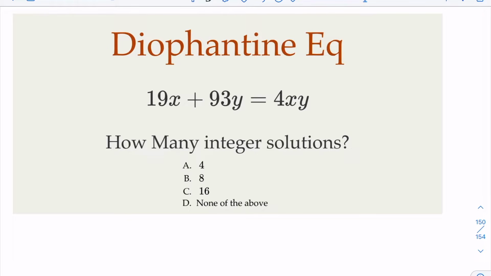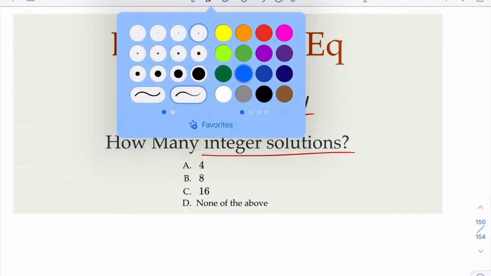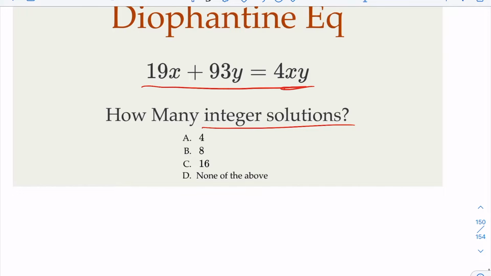We have an equation of two variables here, of order 2, and we try to find how many integer solutions there are. The first thing you want to do is try to factor this equation. Let's do that. Rewrite it as 4xy minus 19x minus 93y equals 0, and factor.